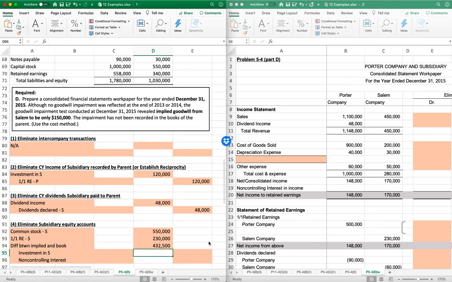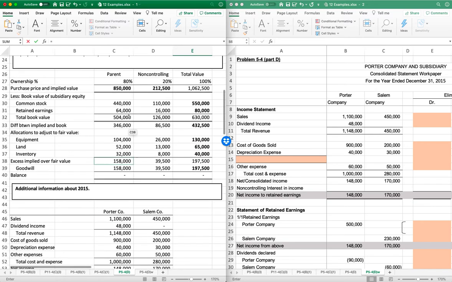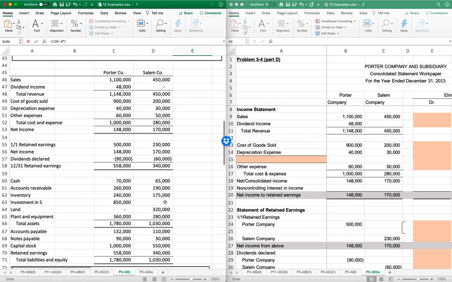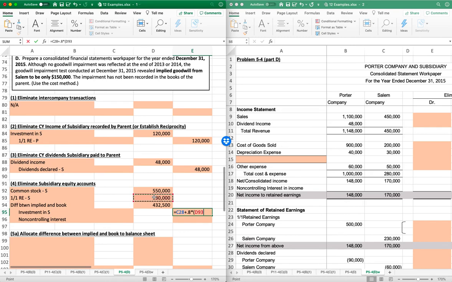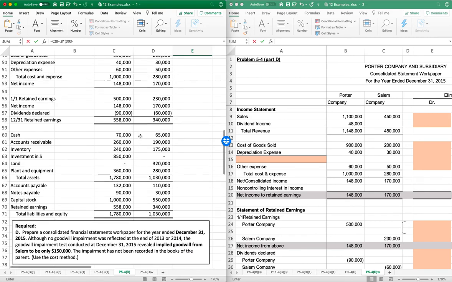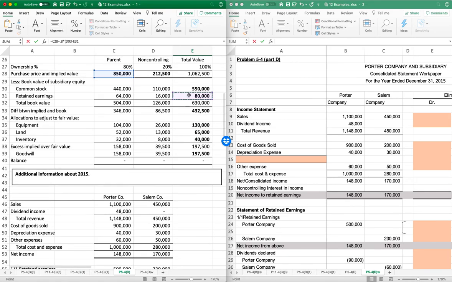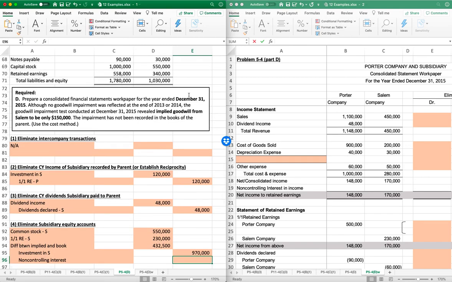Now we're going to take any increase in retained earnings since the date of acquisition and allocate it between investment in S and non-controlling interest. So we're going to take our initial investment in S, which was $850,000, add to that our share, or 80%, of the increase in subsidiary's retained earnings. So we're going to take whatever retained earnings is in this eliminating entry right here, subtract out what it was on the date of acquisition, which we can find on our computation and allocation of differences schedule. And that will give us our new value for investment in S in this eliminating entry.